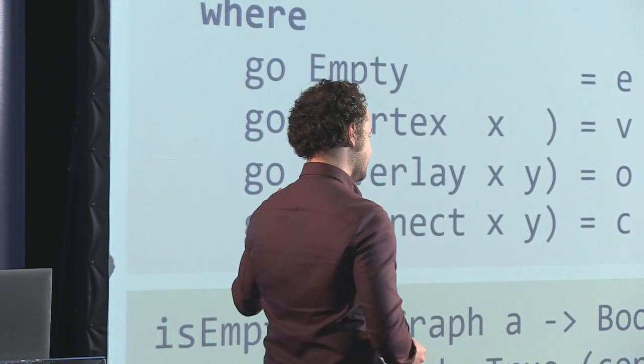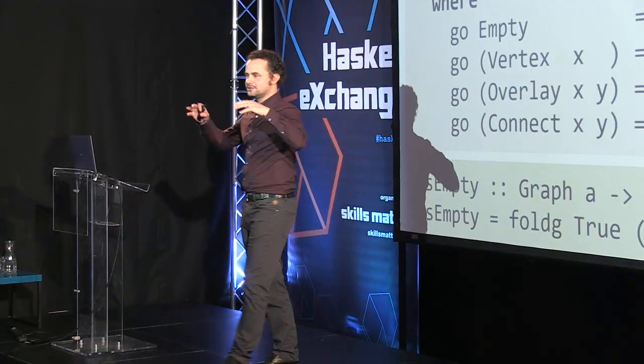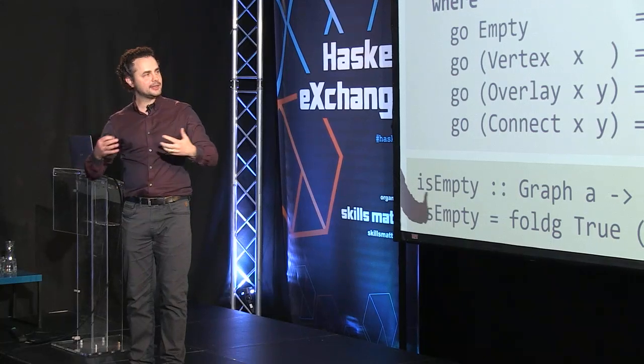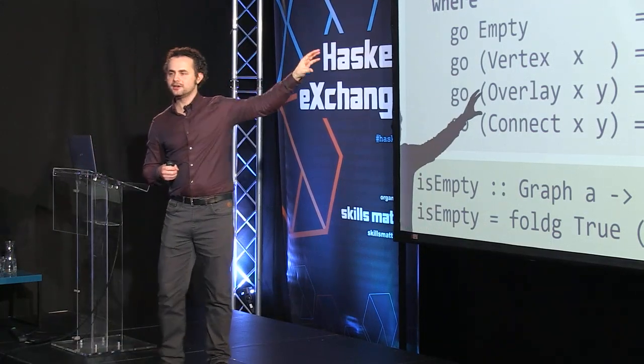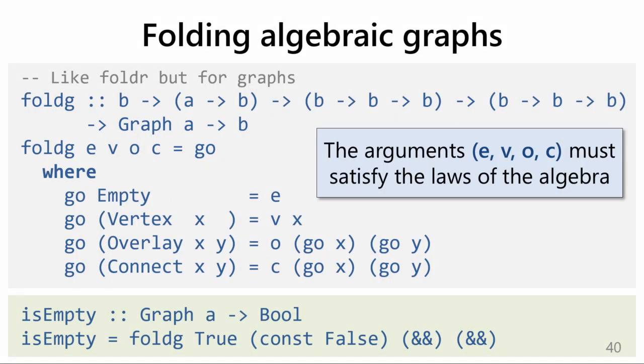It's important here that the arguments that you pass to this function must satisfy the laws of the algebra, because otherwise you may end up with some strange, inconsistent results. So this is where the laws actually come in. It's where you deconstruct graphs. Once you build up your expressions, you don't typically care about the graph laws at all.